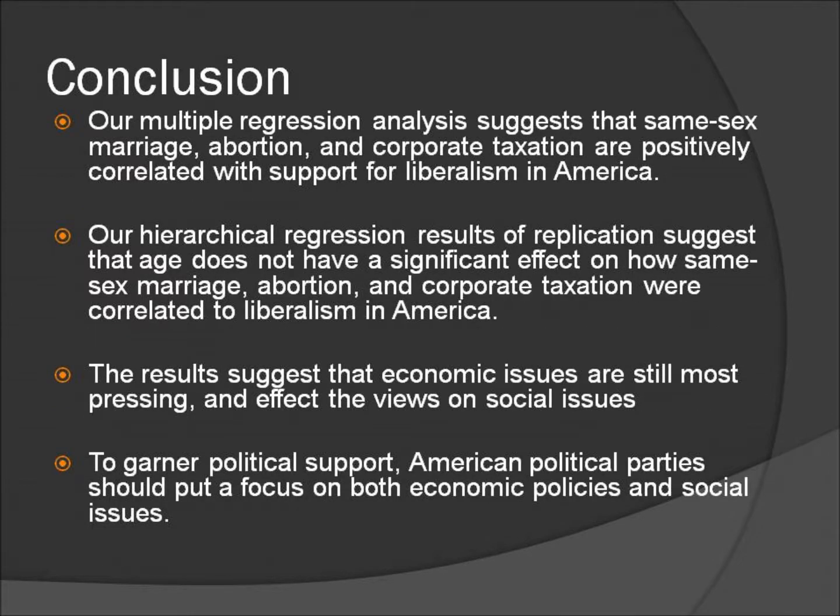Conclusion. Our multiple regression analysis suggests that same-sex marriage, abortion, and corporate taxation are positively correlated with support for liberalism in America, and therefore support for the Democratic Party. Our hierarchical regression result of replication suggests that age does not have a significant effect on how same-sex marriage, abortion, and corporate taxation were correlated to liberalism in America. The result of this regression suggests that economic issues are still the most important and pressing, and affect the views of social issues within Americans. Therefore, to garner political support in America, American political parties should put a focus on both economic policies and social issues rather than focus on one over the other.